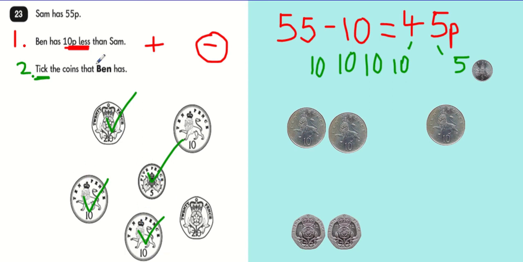Can you see? First of all, I found out how much money Ben has got, and then I chose some coins to match that amount of 45p. Okay? Well done, everybody. I'll see you tomorrow for some more two-step word problems.